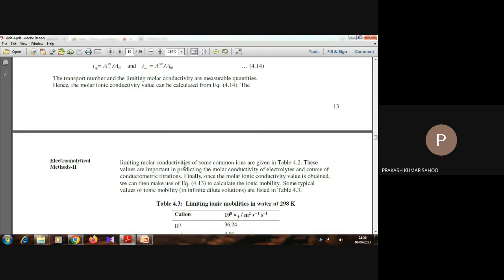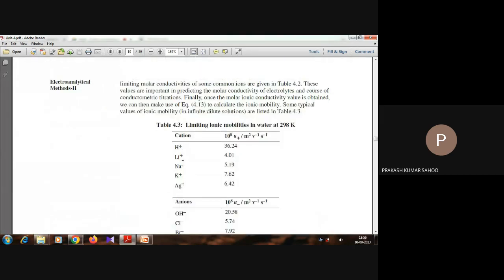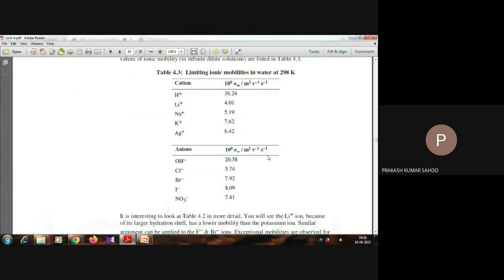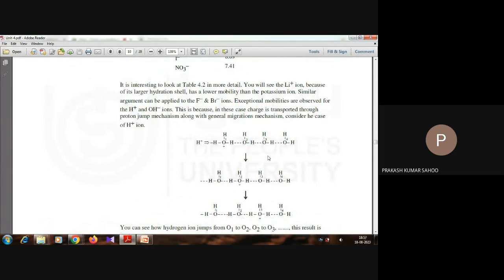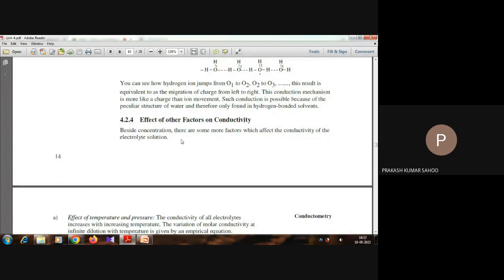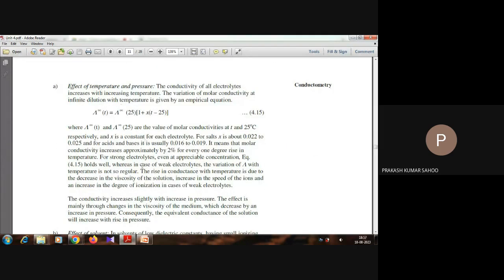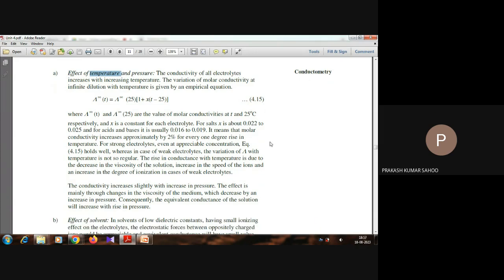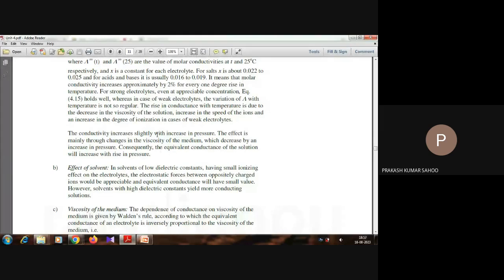There will be unit ampere or unit current passing through this, and these are the limiting ionic mobility values, along with the movement of H plus ion through water. Then the effect of other factors on conductivity, like temperature and pressure. If temperature rises, the ionic mobility rises, and if ionic mobility rises, the conductance increases. Pressure has a slight effect on conductivity: the conductivity increases slightly with an increase in pressure. The effect is mainly through change in viscosity of the medium.